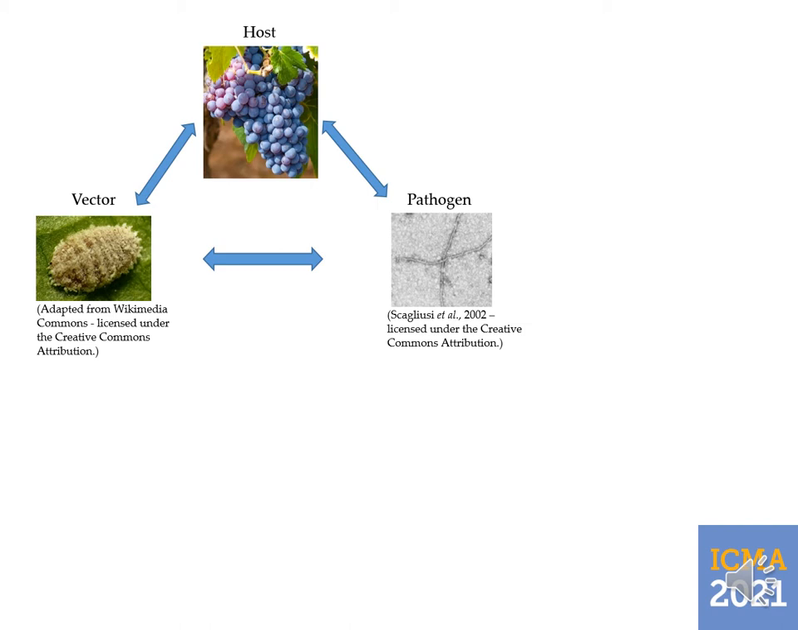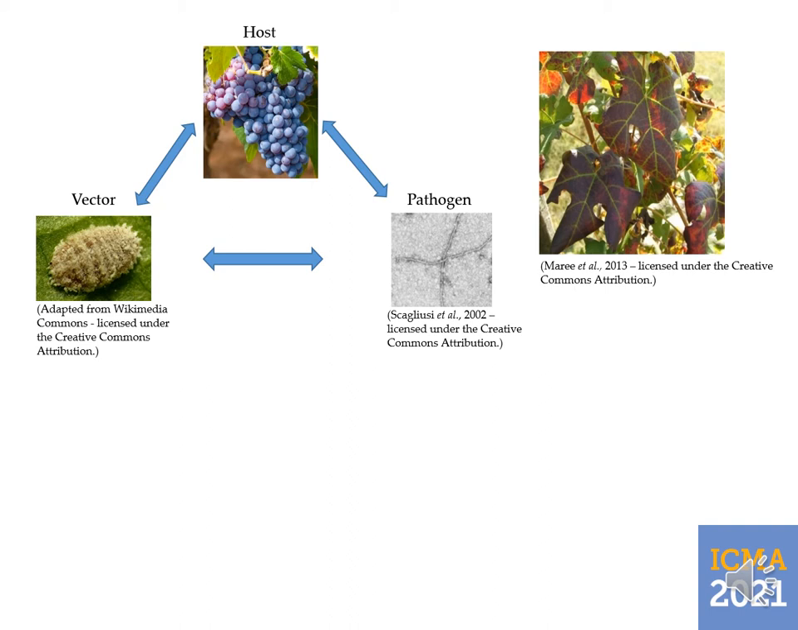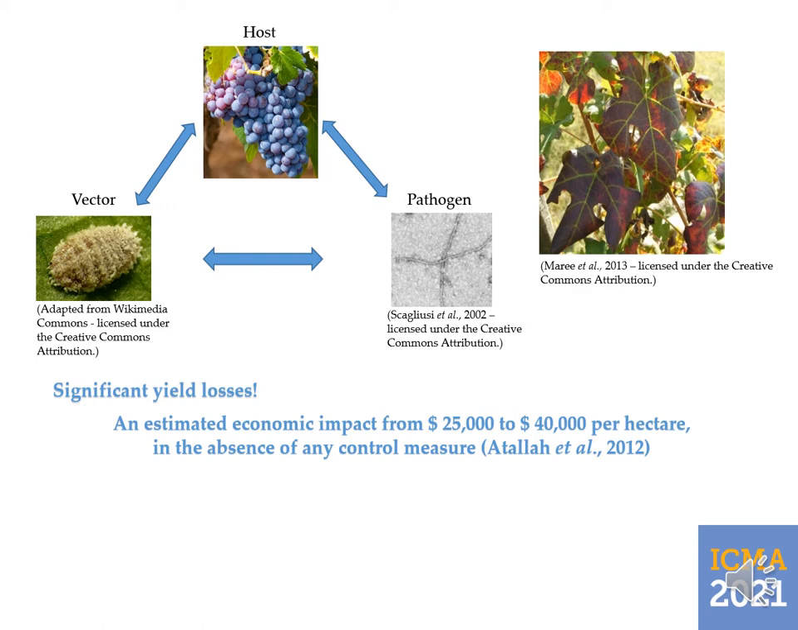Grapevine leafroll disease is one of the most important viral diseases affecting grapevines, and Grapevine leafroll-associated virus 3 is considered the most important etiological agent. It belongs to the Closteroviridae family and is widely distributed all over the world through the propagation of infected plant material and insect vectors. Symptoms can vary with the season, cultivar, and climatic condition, with some varieties that can be completely symptomless. Due to its distribution, it can cause significant yield loss, with an estimated economic impact from $25,000 to $40,000 per hectare for vineyards with a 25-year lifespan in the absence of any control measure.